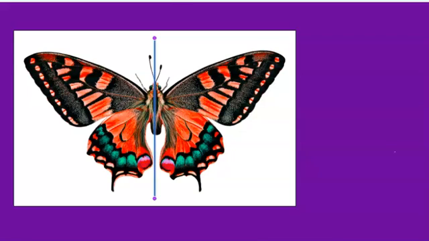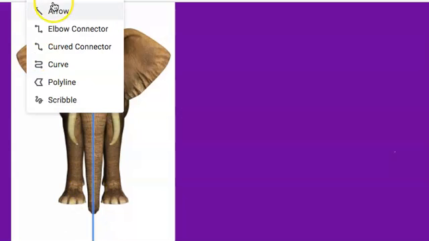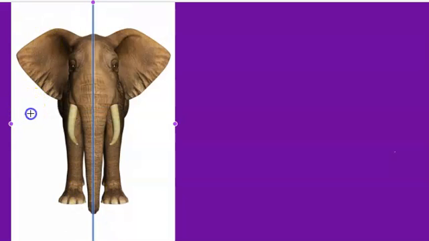Okay, let's look at another one. Here's a picture of an elephant. Let me get my line out. The elephant also has a vertical line of symmetry. Let me just show you how it would not work if I went horizontal. You can see these two halves do not match at all. What about this leaf?